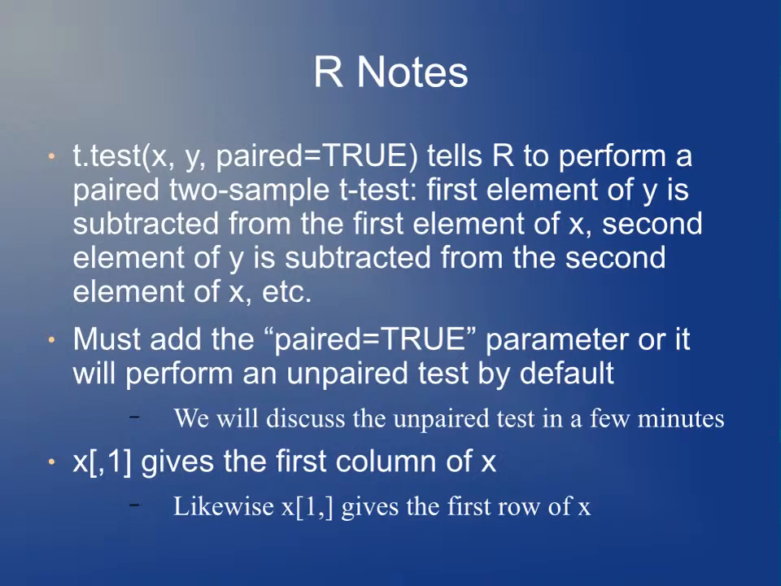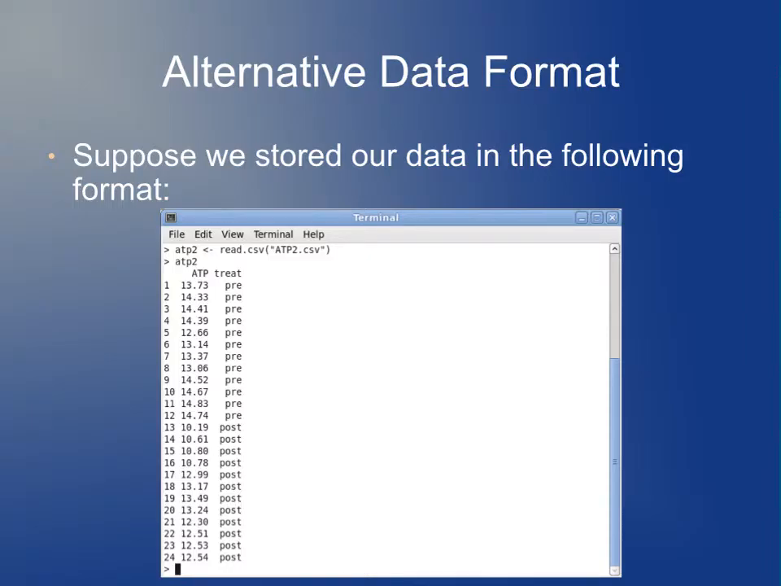And as you'll recall, just basic R notation, if you say x[,1], that'll give the first column of x, and x[1,] would give the first row of x. So let's say that we store our data in a different format, something like this. I put this data set on Sakai as well, ATP2.csv, and say that the ATP values are all in the first column and the treatment is in the second column. You might do this if you're running a big study and you just have a column that indicates whether they got the active drug or placebo.